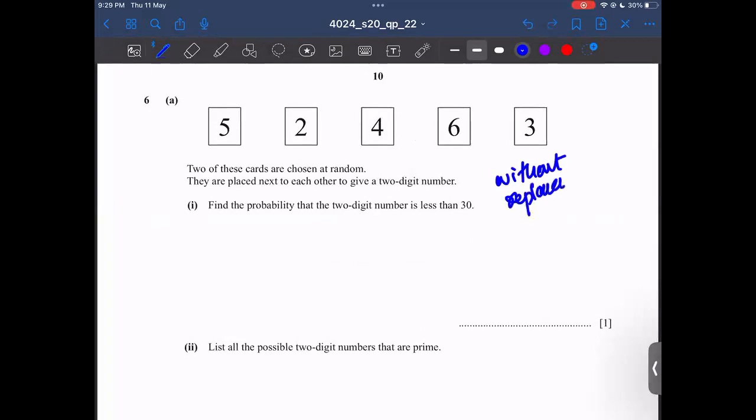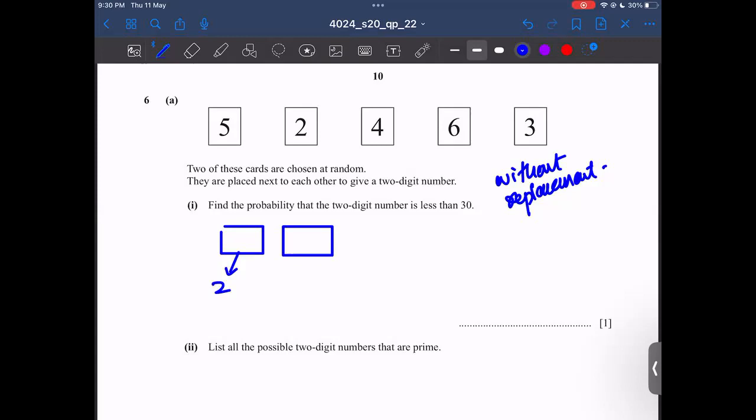All right. Second thing, find the probability that the 2-digit number is less than 30. So the two-digit number, they are making a two-digit number, it should be less than 30. So if you want to find out the number that should be less than 30, the two-digit number that is less than 30, we can have the first option over here. The first option over here would be just 2 here.